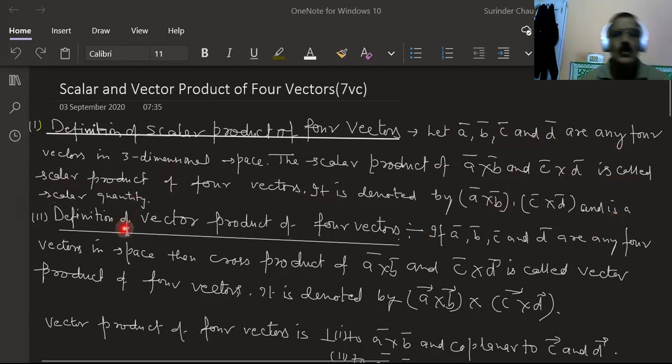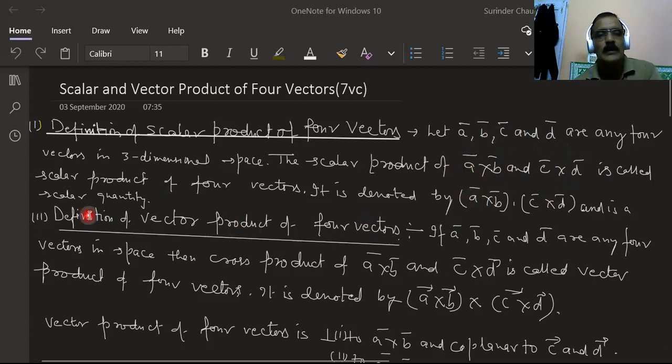So for finding the dot product of four vectors, first we have to find the cross product of the first two vectors, and then the cross product of the other two vectors. Then we'll find the dot product. Similarly, for finding the cross product of four vectors, we'll find the cross product of two vectors and the other two vectors. Then find the cross product of the resultant two vectors.